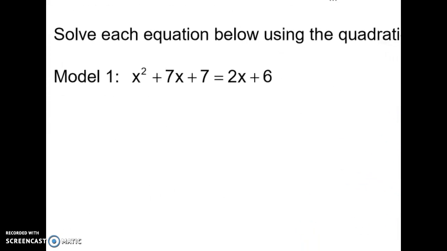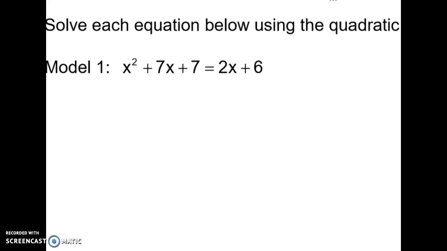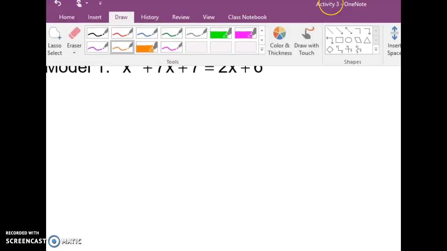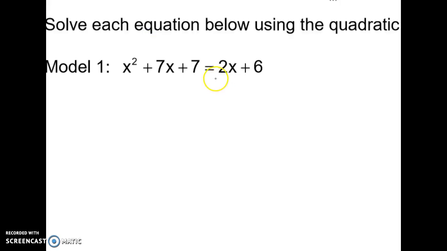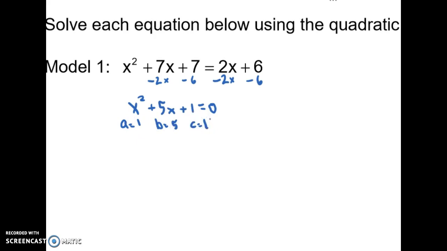So as a couple examples here, we have this first one, model 1, x squared plus x plus 7 equals 2x plus 6. Our goal is to get x squared, x, and our constant on the same side. So we're going to subtract 2x and subtract 6 so that we have x squared plus 5x plus 1 equals 0. What that now tells us is that we have it in the correct form. We can now pick out our a, b, and c values. And do one of a few things.